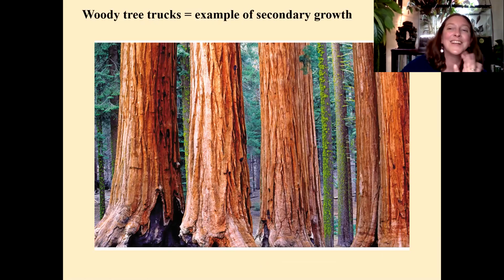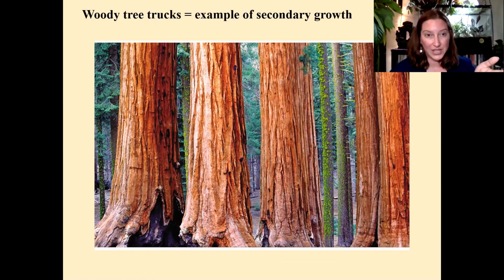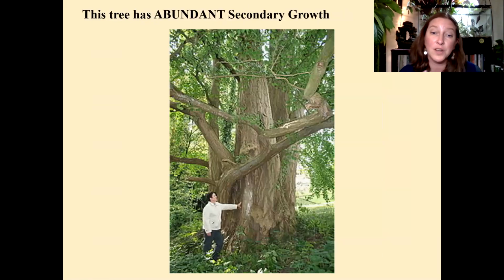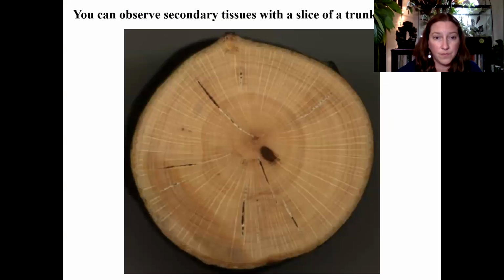Okay, trunks. Woody. So we're talking about secondary growth. Look at these tree trunks, very wide, right? So lots of secondary growth. Look, this is a person standing in front of a tree. This tree has abundant secondary growth. Look how wide it is. What made it wide? These lateral meristems made it wide, right? Because they were able to grow those secondary tissues: secondary xylem, secondary phloem, cork, and phelloderm.